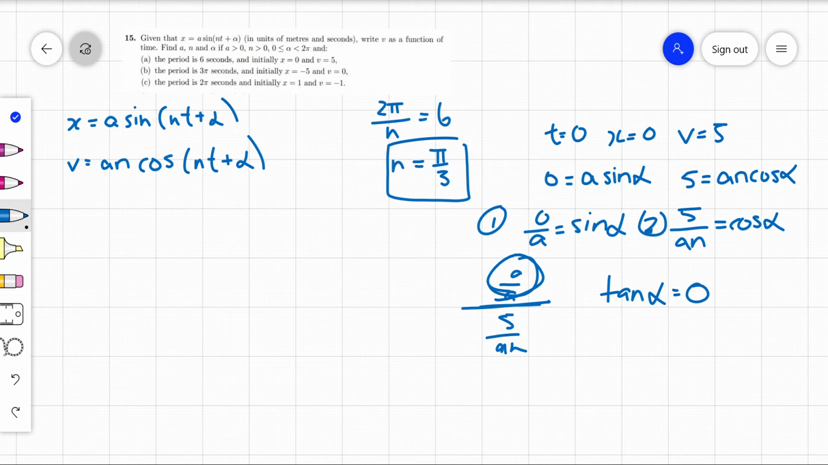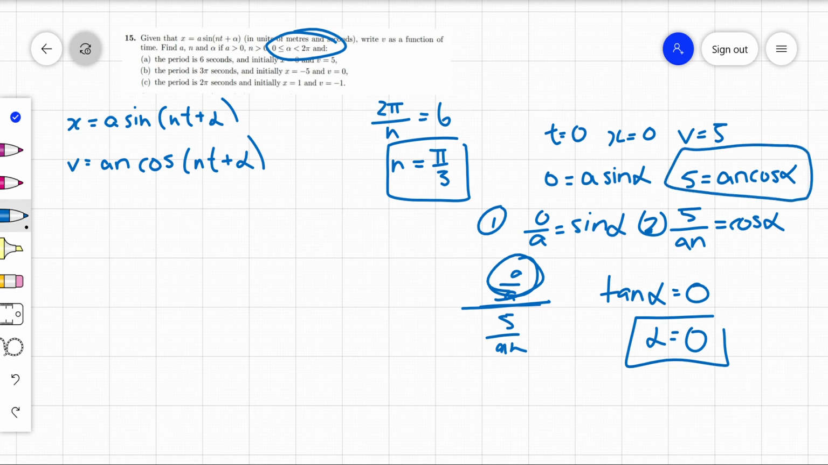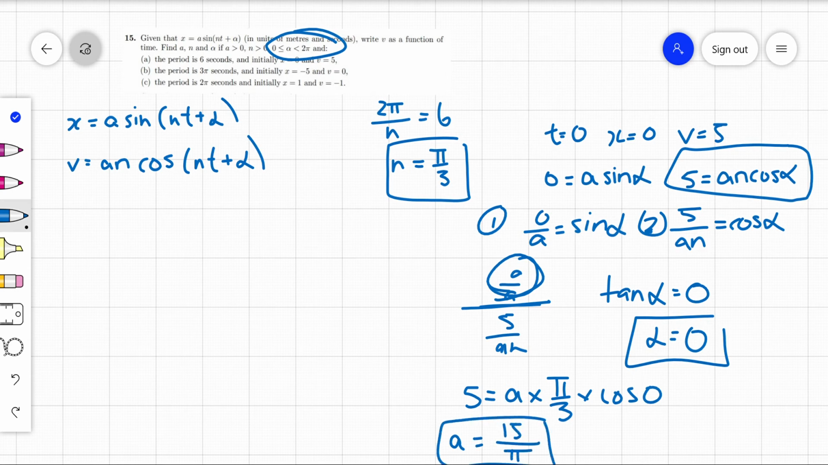Now, when does that happen? Between 0 and 2 pi, the first time that happens, we have alpha equals 0. And you can see it's allowed to be 0. It's between 0 including 0. So we've got alpha equals 0. Let's put that in the cos equation to find a. So let's go back to the cos equation here. And we've got 5 equals a, what was n? N is pi on 3. And we're saying cos 0. Cos 0 we know is 1. So to rearrange and make a the subject, I'm going to times by 3 divided by pi. So a is 15 on pi.